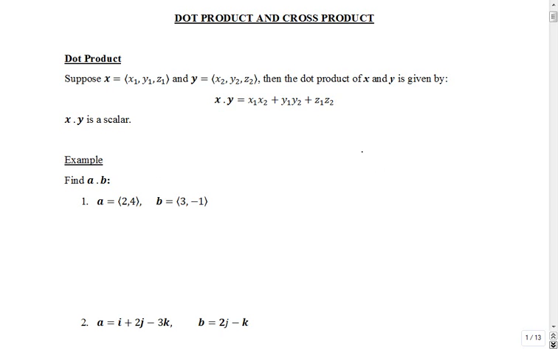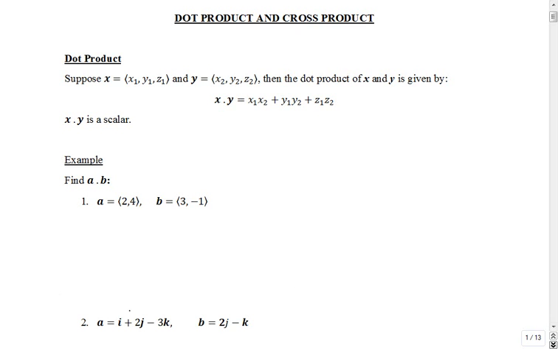Basically, you multiply the corresponding components and add them all up and you get a number or scalar quantity, and that is the dot product. So this is the definition there. I gave you two vectors, x and y. The dot product, which is denoted by x dot y, is x1 x2 plus y1 y2 plus z1 z2. And it's a scalar. It is not a vector. Let's do some examples.